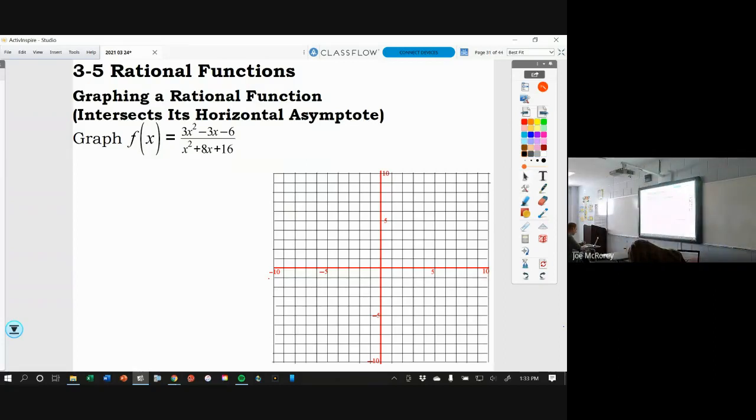We've done some of these already, correct? So here's one, and this one's actually going to intersect the horizontal asymptote. So it's telling us this one actually has one, and we know that already. Can you tell me where the horizontal asymptote of this function is and why?